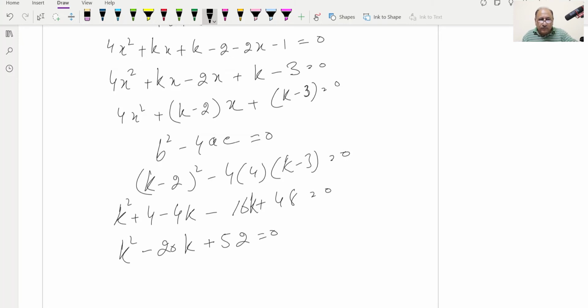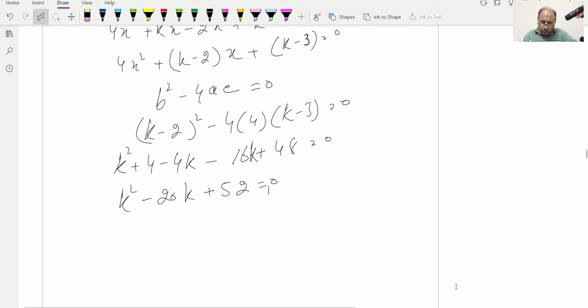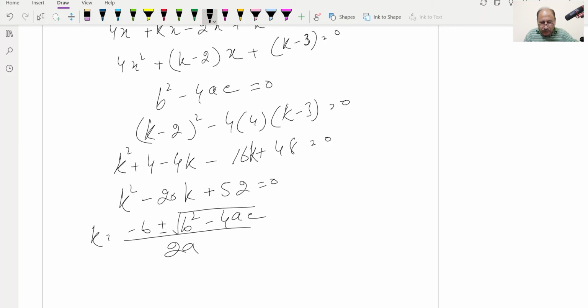And now we can apply the quadratic formula. I will use the quadratic formula: k equals minus b plus or minus the square root of b squared minus 4ac, over 2a. If we replace the values, it will be minus into minus 20, plus or minus the square root of minus 20 squared minus 4, where the a value is 1 and the c value is 52, over 2a, where the a value is 1.